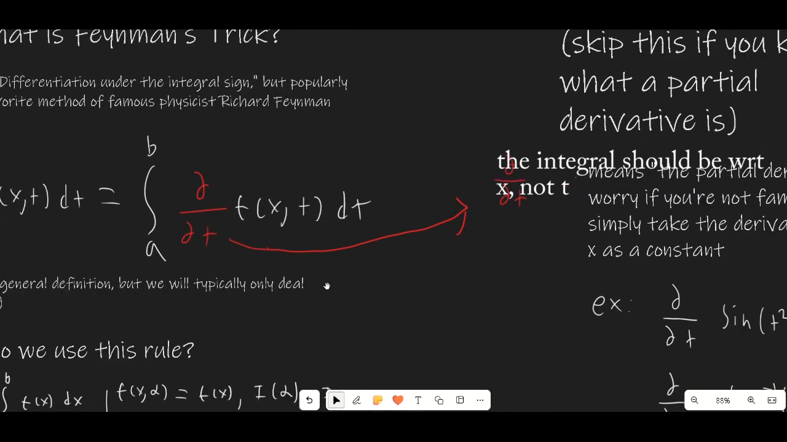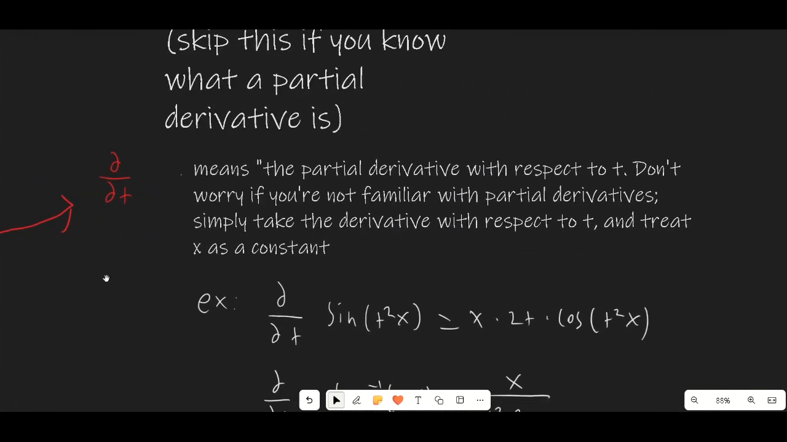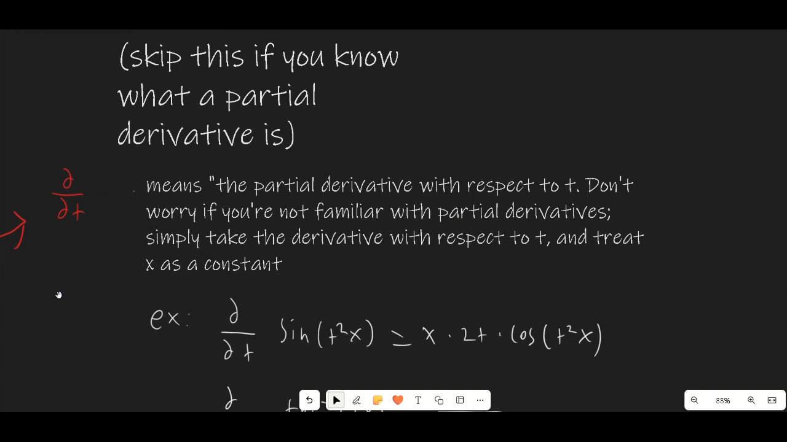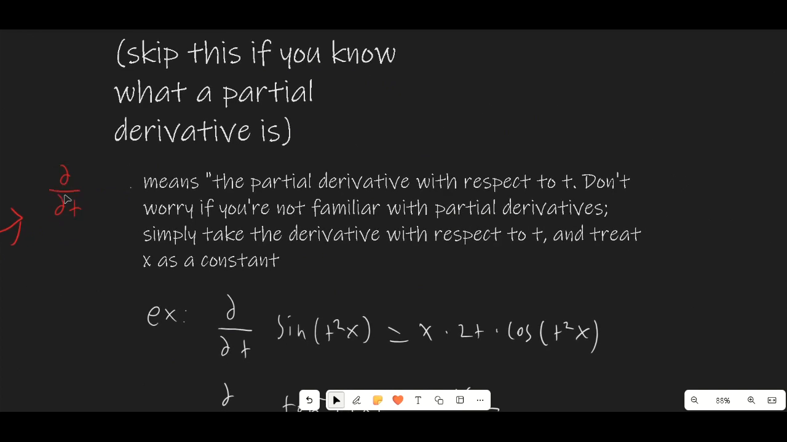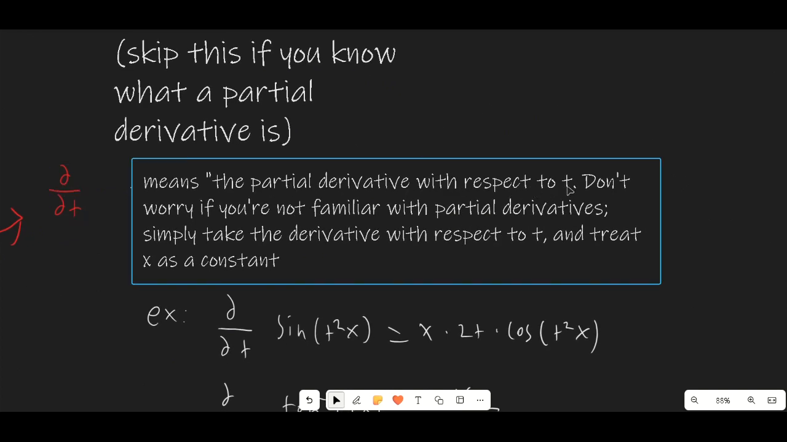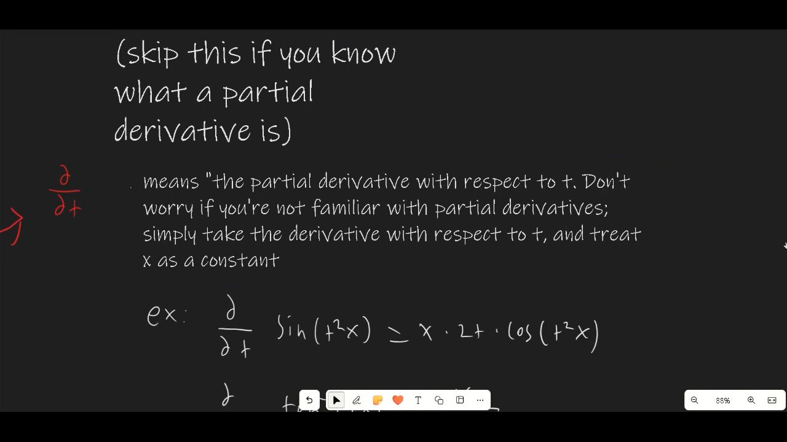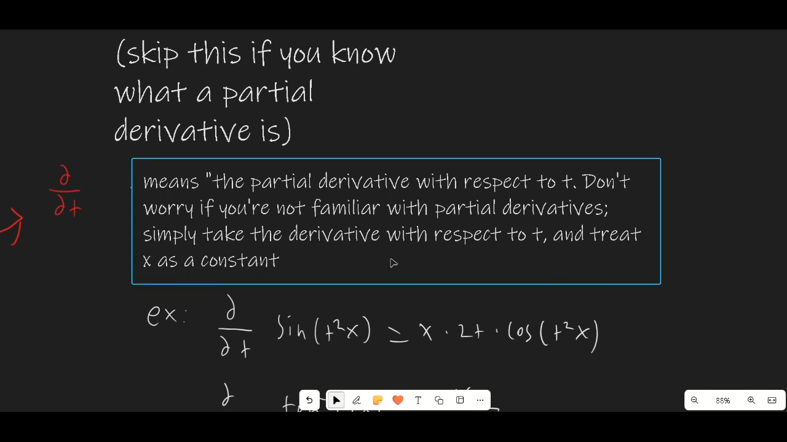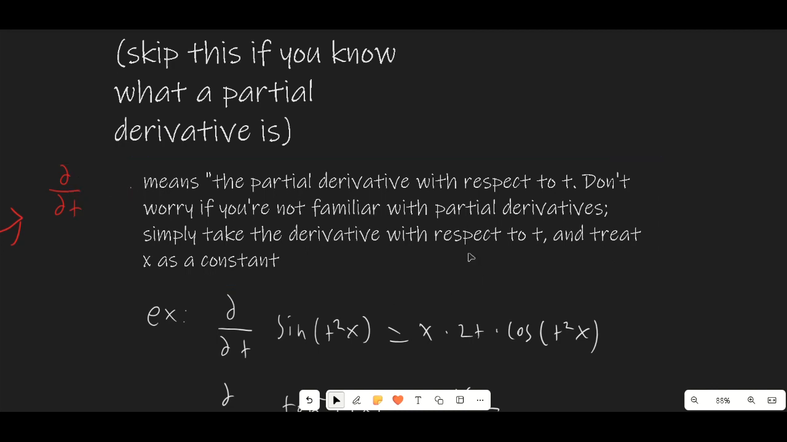Now, what exactly is a partial derivative? Go ahead and skip this section if you already know what a partial derivative is and how to take it, but essentially this symbol right here means the partial derivative with respect to t. Don't worry if you're not familiar with partial derivatives. The only thing you need to know how to do is to take the derivative with respect to t and treat x as a constant. That's why we call it the partial derivative, because we have two different variables, x and t, but we're only taking the derivative with respect to t and we're treating x as a constant.